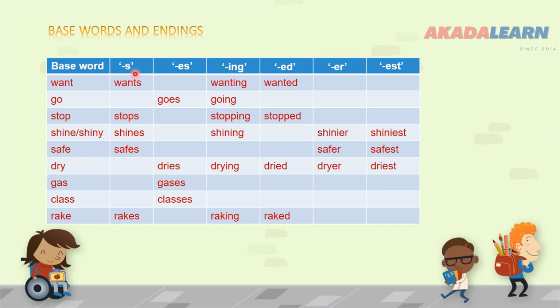When you add an ER, what does it become? Safer. When you add an EST, safest. Safe, safer, safest. Dry, dries, drying, dried, dryer, driest. Gas, gases. Class, classes. Rake, rakes. Raking and raked. So these are some base words and their endings.